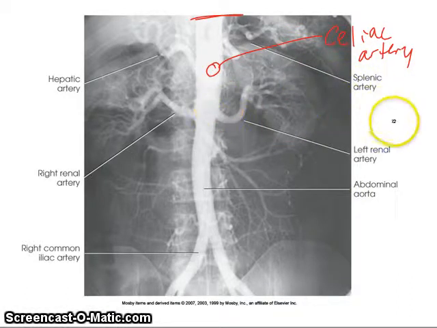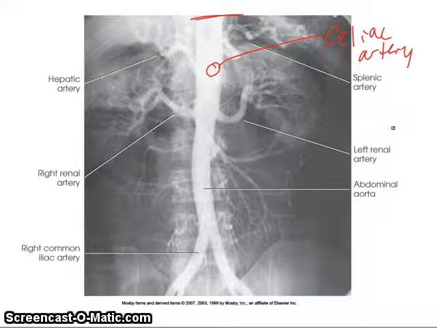Okay, so inferior to the celiac artery is the superior mesenteric artery, and it's about right here on this picture. And again, it's a ventral branch, so it's kind of hard to see. Then you have the right and left renal arteries. They are lateral branches, so they are easily demonstrated on an AP view. So you got your right renal and the left renal artery. Below the renals, you have another ventral branch, which is the inferior mesenteric artery.